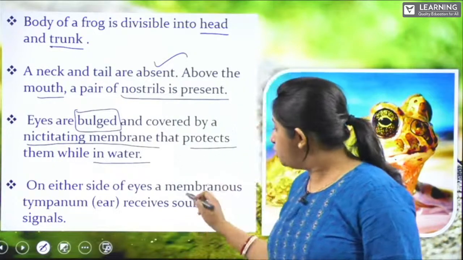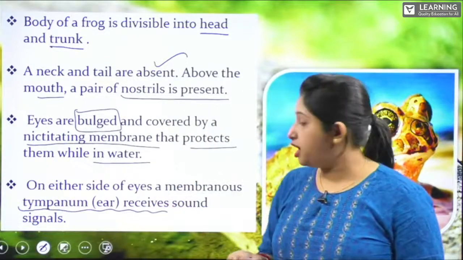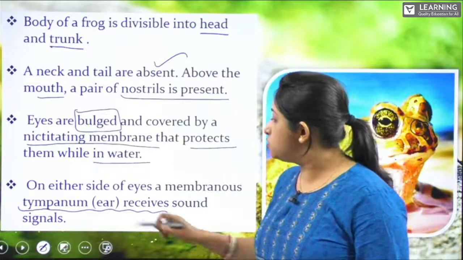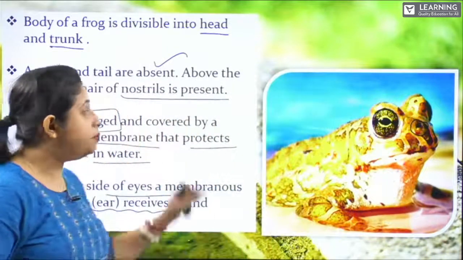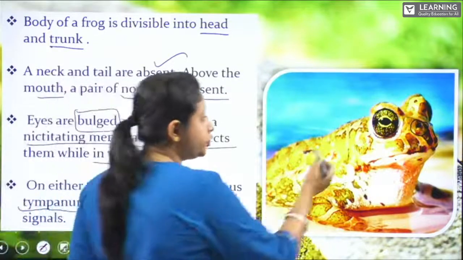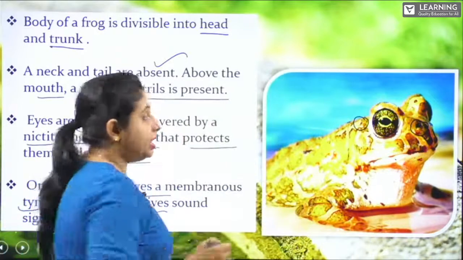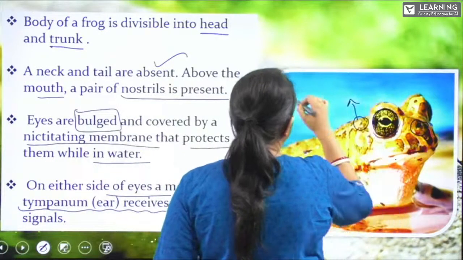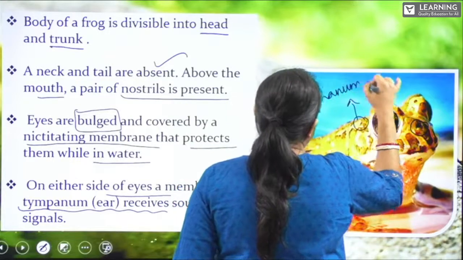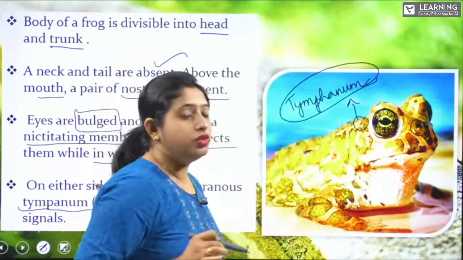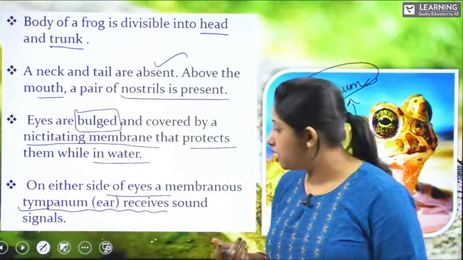And also they have got what? They have got the tympanum, right? The tympanum receives sound. So on either side of the eyes, they have a membranous tympanum. For example, here somewhere, on either side of the eyes, they have the tympanum. What this tympanum does is help them listen to the sounds of the surroundings, right?